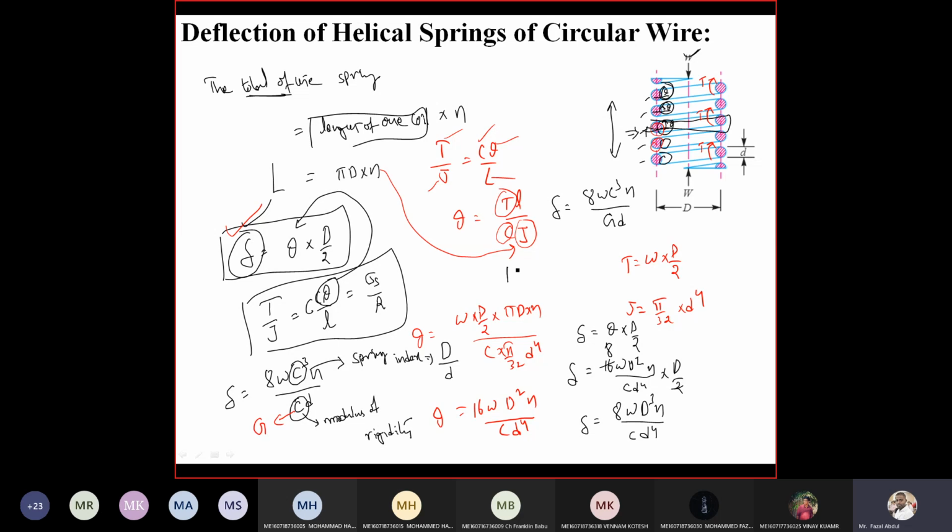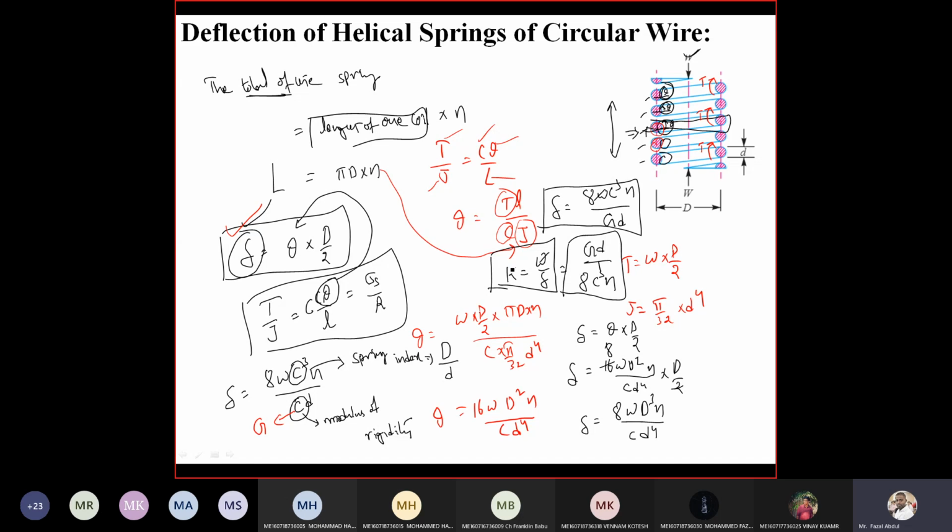Now the spring rate, if we take the spring rate as the stiffness of the spring, K equals load per deflection. So the load is W and the deflection is 8 W C cube into N by G into D. Because the load is there, this W and this W get cancelled. The remaining one is K equals G into D by 8 C cube into N. Okay. So this is the topic, deflection of the helical spring. Based on the deflection, we can also calculate the spring rate.